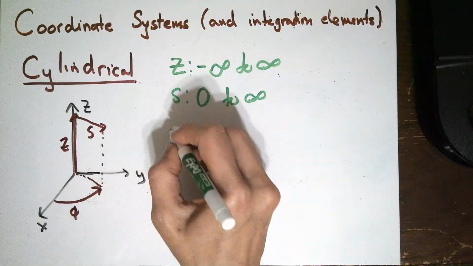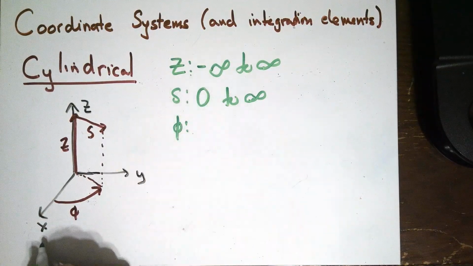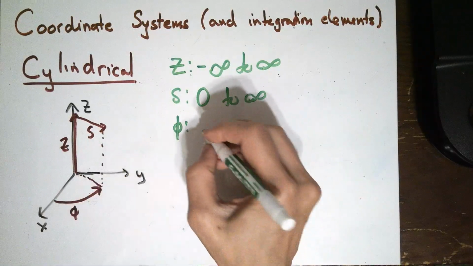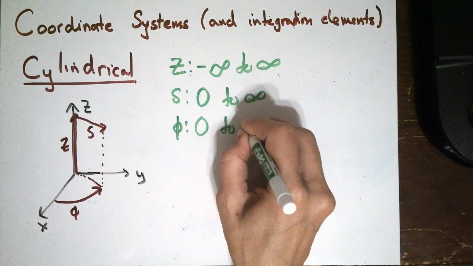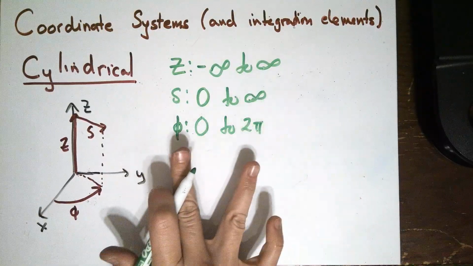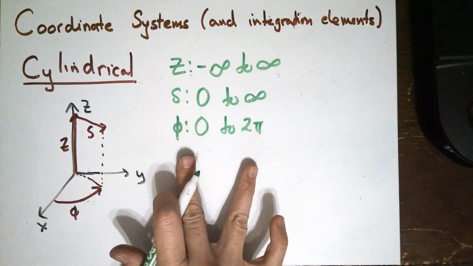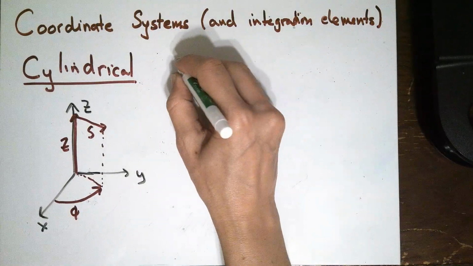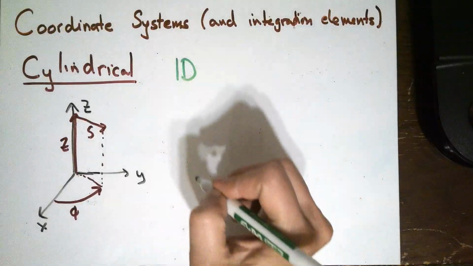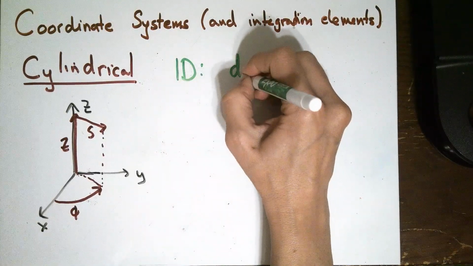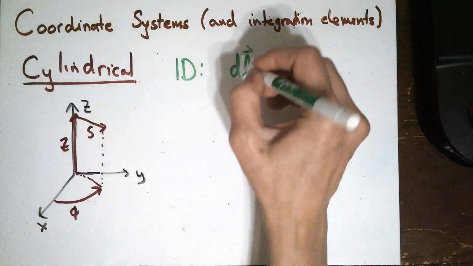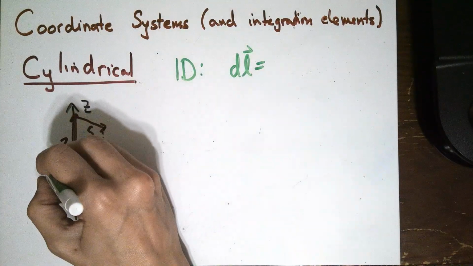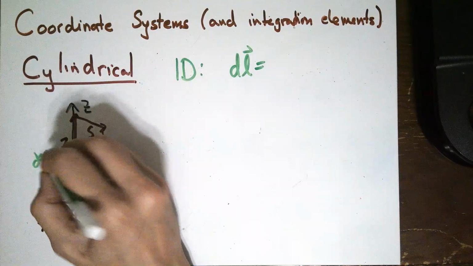And then finally we have phi, and that starts on the positive x-axis and then travels all the way around. So its range is 0 to 2 pi. So these are the variables for the cylindrical coordinates, how they're measured out, and what their ranges are. To set up your integration elements, we'll start with 1D again, getting the path element. And here we might walk on z, so take tiny steps in z.